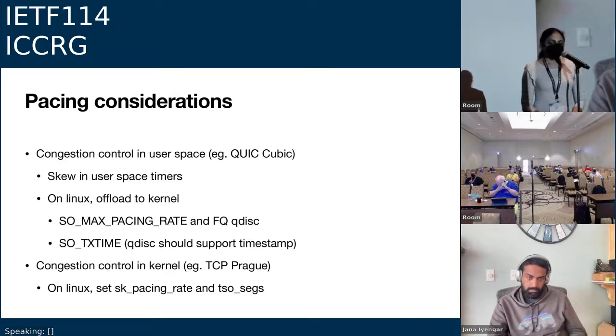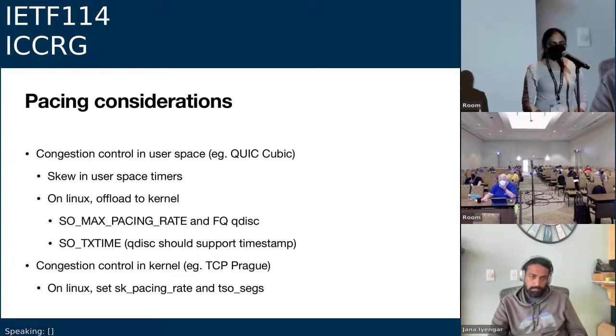On the Linux operating system, there are ways to offload this to the kernel. There are APIs like SO_MAX_PACING_RATE and SO_TXTIME, and you need to use the fair queuing discipline for both of them. And some of the QUIC implementers have already tried SO_TXTIME, so they have some experience, and you can try either of the approaches and decide what works best for your implementation.